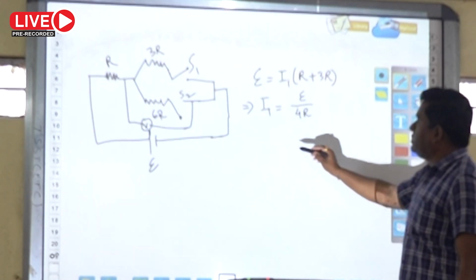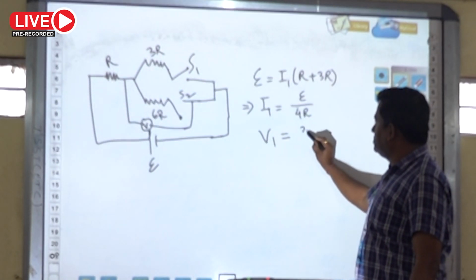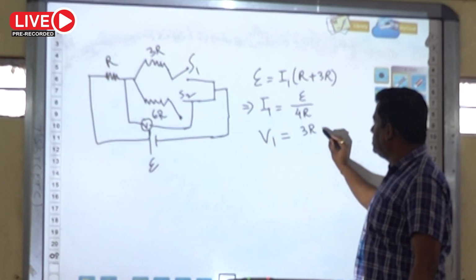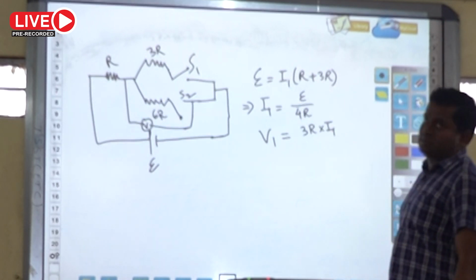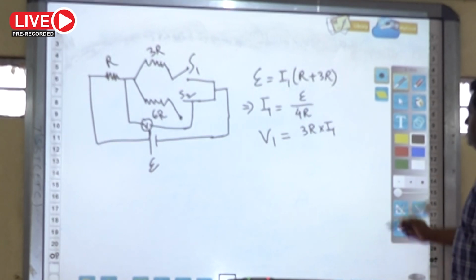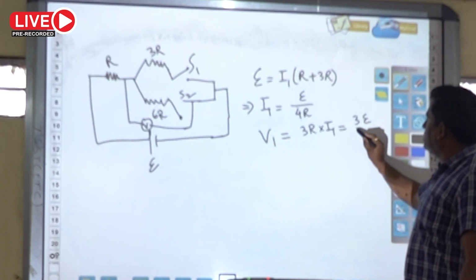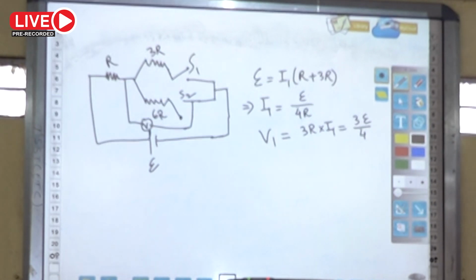So the voltmeter reading V1 will be 3R into I1, because the voltmeter in that case will measure the voltage across the 3R resistance. So 3R into I1 will be 3E by 4. I substitute the value of I1, that is E by 4R, so R will cancel, and it will be 3E by 4.